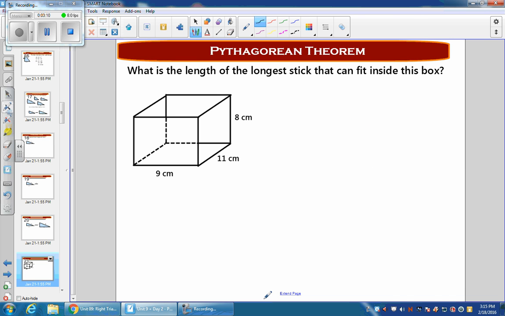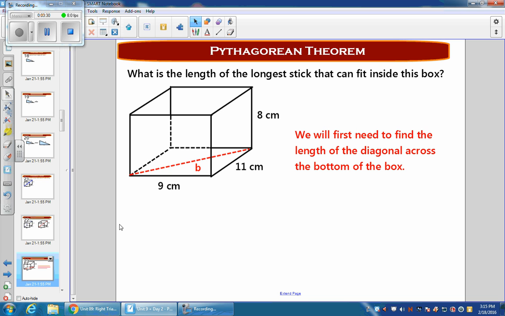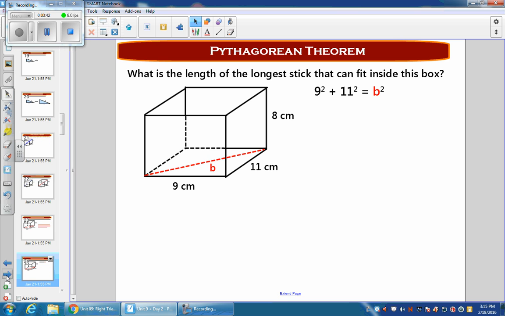Now there's another problem, Pythagorean theorem in 3 dimensions. So if I want to find the longest stick that can fit inside of a box like this, that would be going from one corner all the way to the other corner, or from up here down here. Now, there's no right triangle right from that. But what we can do is, a box has right angles on each side. So we can draw this b across here. And when we have that, we have a right triangle on the bottom. So we can use a squared plus b squared.